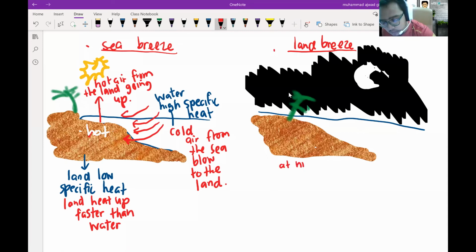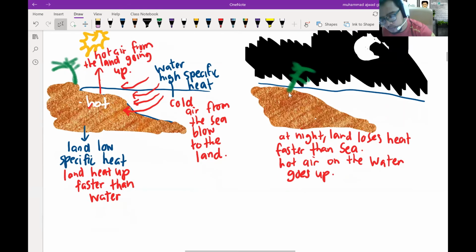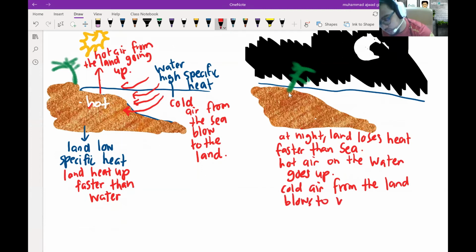Betul? Okay, during night atau at night, land lost heat faster than sea. Okay, betul. Cikgu salin. At night, land loses heat faster than sea. Okay, betul? Mana hot air, mana siapa hot, siapa cool. Okay, so kita cerita hot air dulu. Hot air on the water goes up. Okay, cool air from the land blows to water. Okay. So barulah berlaku land breeze.